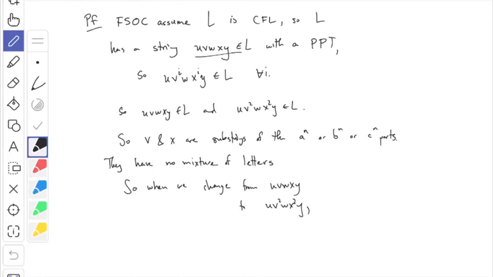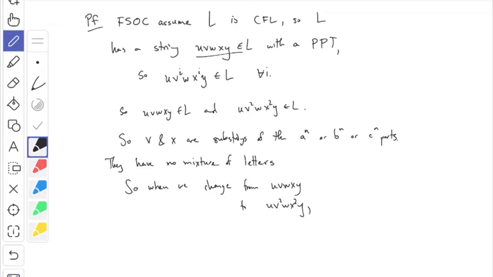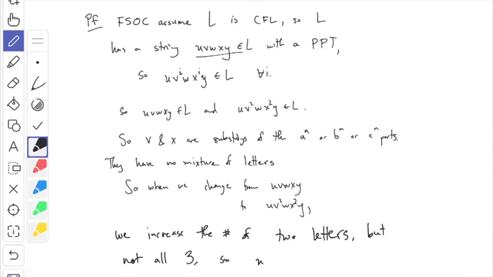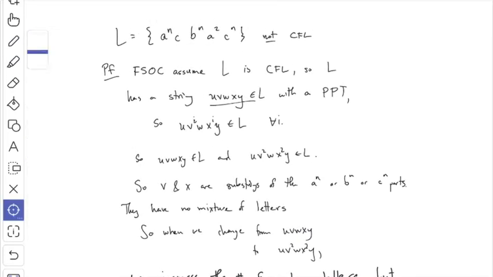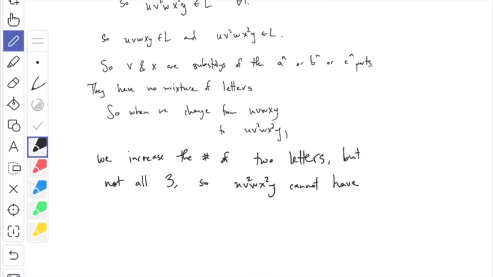So when we change from UVWXY to UV squared WX squared Y, we increase the number of two letters. Maybe it's the A and the B, or the A and the C, or whatever, but not the third, but not all three. So that means UV squared WX squared Y cannot have the appropriate format. It can't use the same exponents where these n's go. And that's the problem. So UV squared WX squared Y cannot have the correct format.